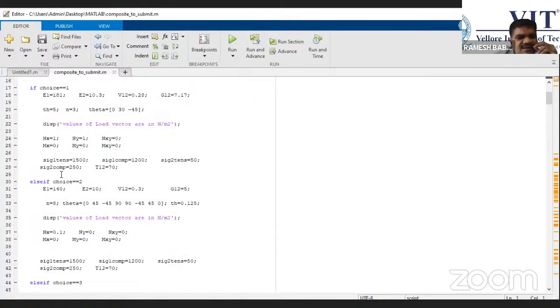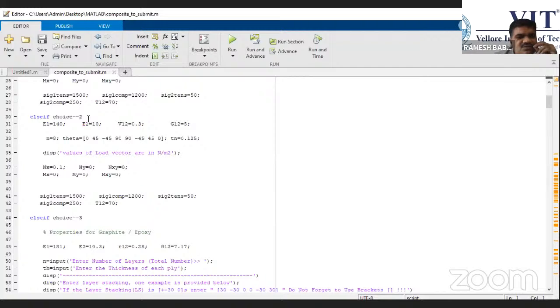Then this compression and tension, what are these? Sigma are the stress values. In the first direction, the x direction, we have how much tension stress and compressive stress. Then in the second direction, tension and compression, and this is about the shear one. Then the same thing for the others. So this is for the carbon epoxy.